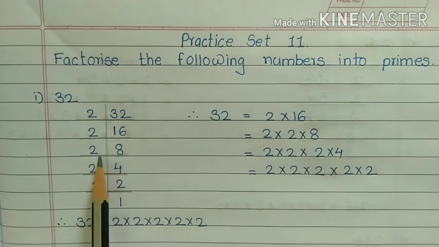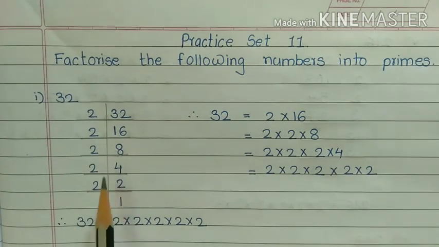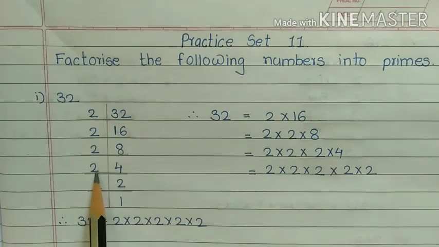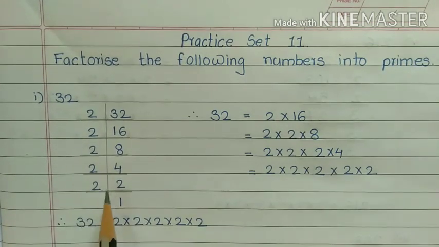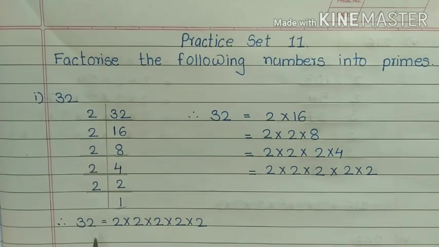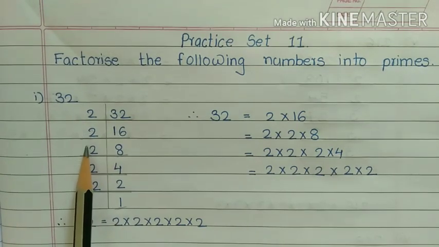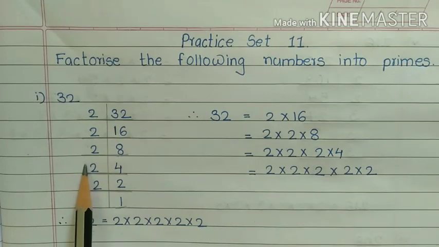8 is also divisible by 2. When you divide, you get the quotient 4. 4 is again divisible by 2. When you divide, you will get the answer 2. 2 is prime, so it is divisible by the number itself. 2 1s are 2. Got the 1. So the procedure is over. Therefore 32 is 2 multiply 2 multiply 2 multiply 2 multiply 2.